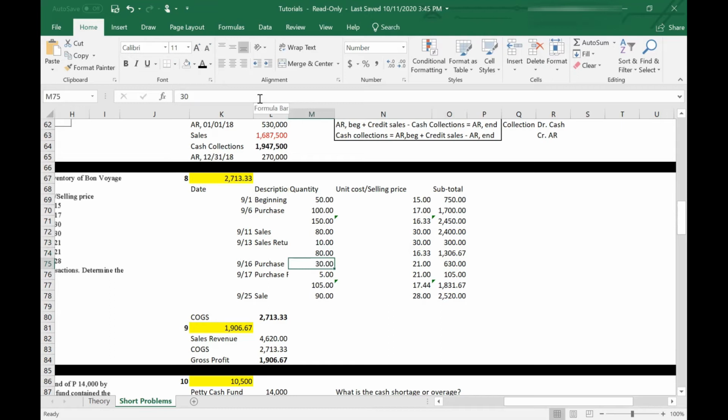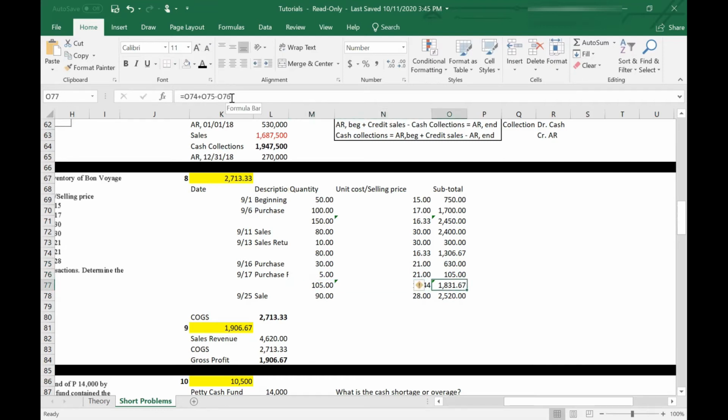Now, you purchase another 30 units at 21 pesos, and then there's a purchase return of 5 units at 21 pesos. Whenever there is a purchase return, the unit cost should be what you originally paid. For this item, it is assumed that these 5 units refer to your purchase on September 16. Your purchase on September 16 amounts to 21 pesos, so what you returned is also 21 pesos. You just multiply the amounts, and we have the following figure.